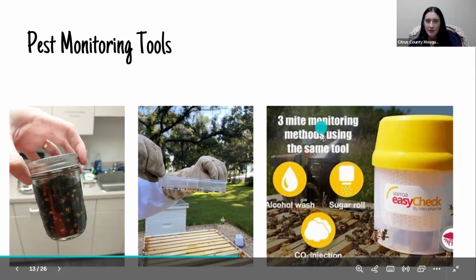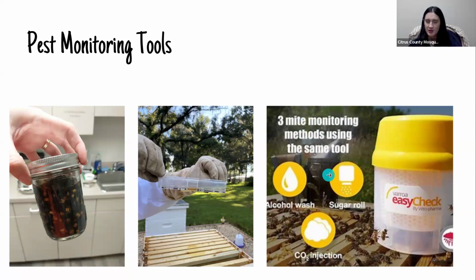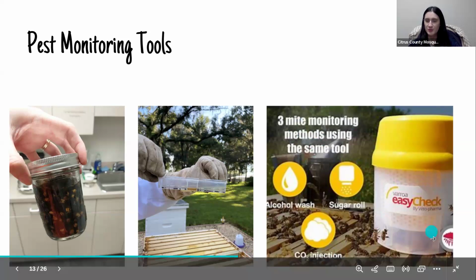And then there are three mite monitoring methods that you can use with this same tool here, this Varroa Easy Check. You can do an alcohol wash, a sugar shake, or a CO2 injection. We've never done the CO2 injection or the sugar roll, so I can't speak too much on those, but we have used this for an alcohol wash, and it is really helpful out in the field to just be able to see the mites right there and then.